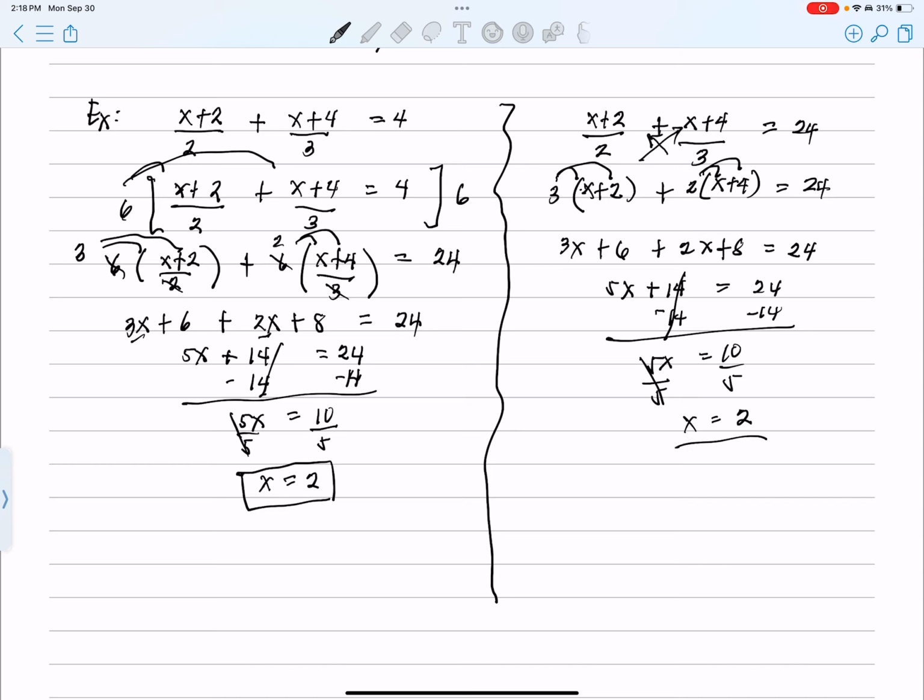That's it. I hope you try to figure out which way is a lot faster. And if you want to have the detailed way, you can use the left side. If you want to have the fastest way, you can use the right side.